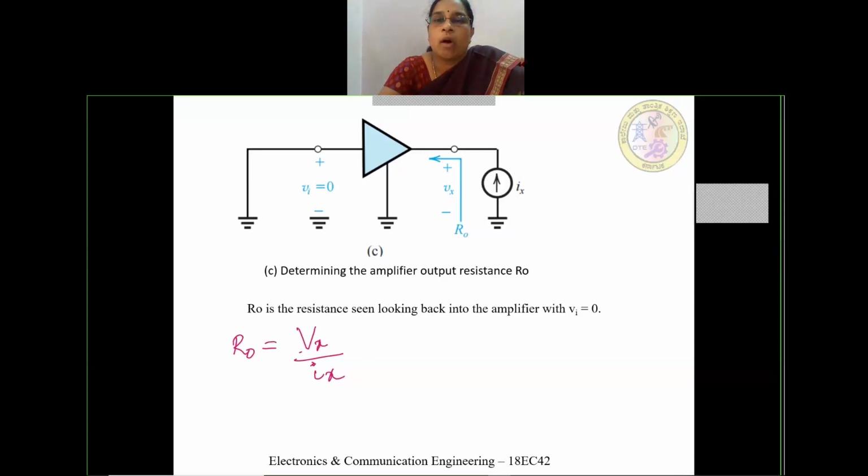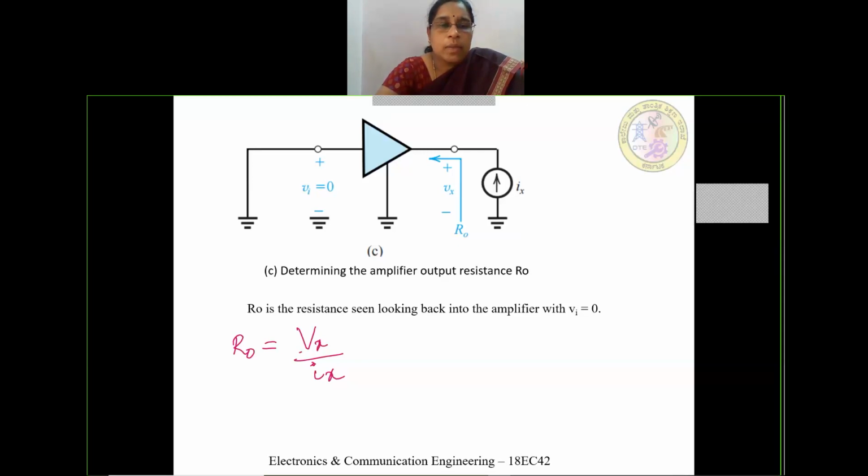Then coming to the output terminal, here we have some voltage Vx, and we are looking back into the amplifier. That's why R naught is defined as the resistance looking back into the amplifier with Vi equal to 0. Therefore, the definition of R naught is equal to Vx divided by Ix.